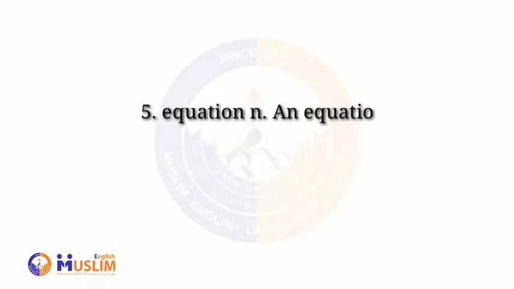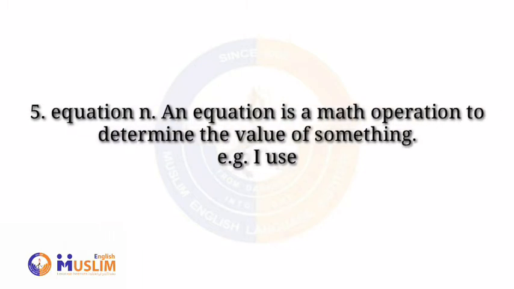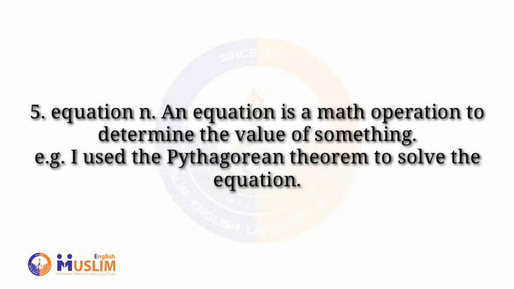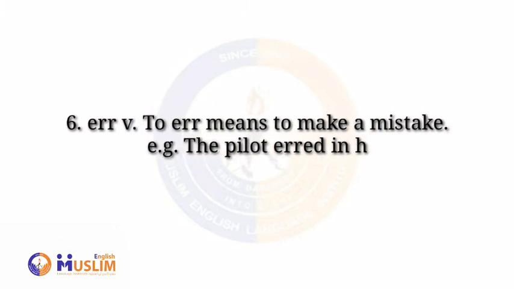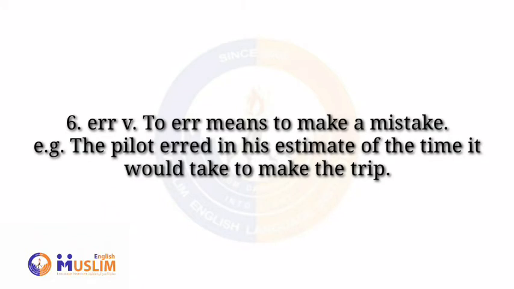Equation. An equation is a math operation to determine the value of something. I used the Pythagorean theorem to solve the equation. Err. To err means to make a mistake. The pilot erred in his estimate of the time it would take to make the trip.